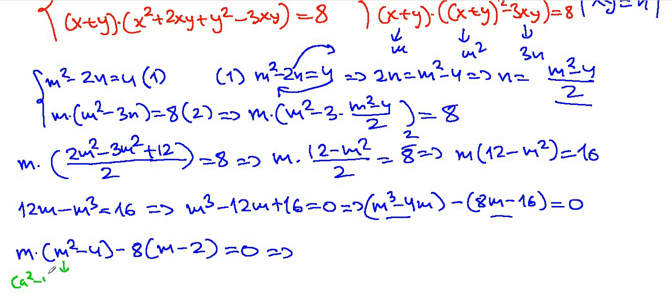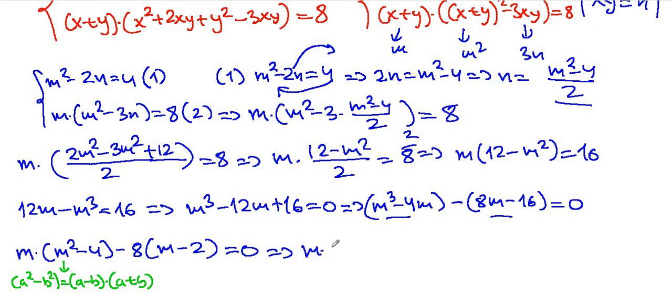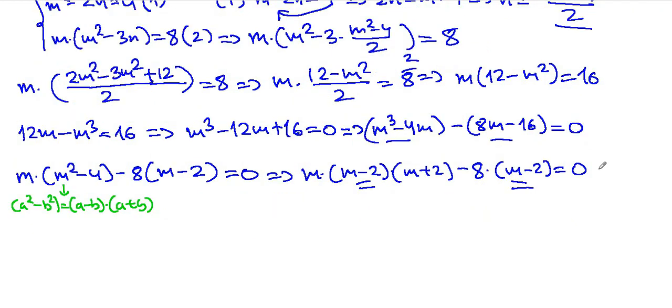A squared minus b squared is always equal to a minus b times a plus b. So therefore, I will get from the last equation m times, since 4 is 2 squared, m squared, m minus 2 times m plus 2, and minus 8 times m minus 2 is equal to 0. So we see that here we have a common factor, so I can factor out m minus 2.